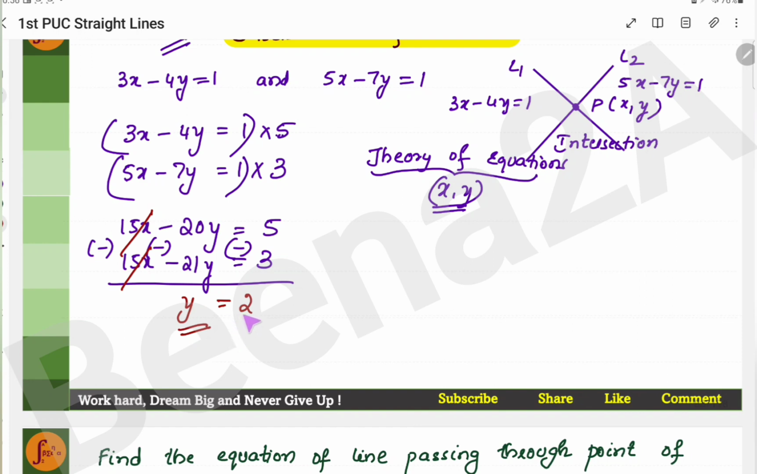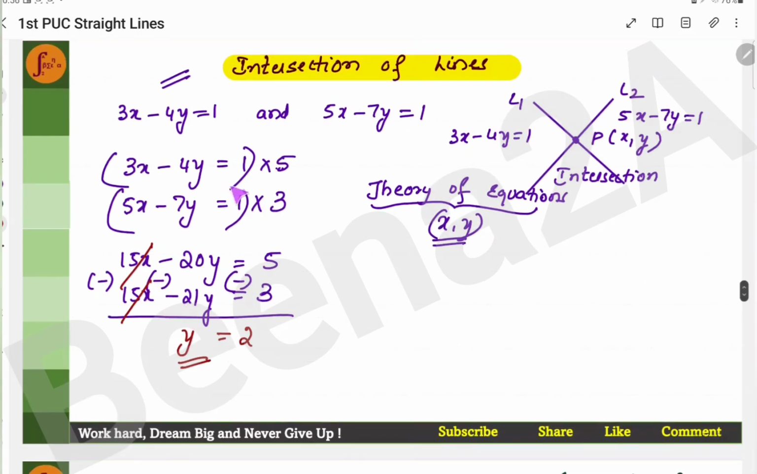Now I have the value of y. I can easily find the value of x. How? I'll take any equation, either this or this, and I'll substitute the y value.